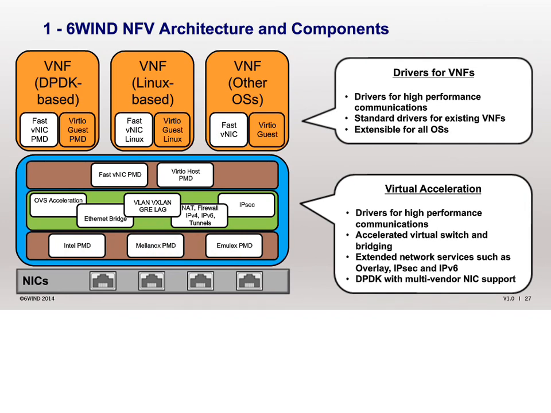6WINDGate NFVI in the hypervisor offloads virtual switching from the operating system. It relies on DPDK to receive packets very efficiently into the FastPath, which provides OVS or Linux bridge acceleration combined with extended network services such as IPsec, NAT, etc. VNF drivers support standard virtual appliances based on VirtIO, whether they are DPDK-based, Linux-based, or based on other OSs. And for the best performance, 6WIND's Fast VNIC drivers can be used. Fast VNIC is available for DPDK-based or Linux-based virtual appliances and is essential for other OSs.